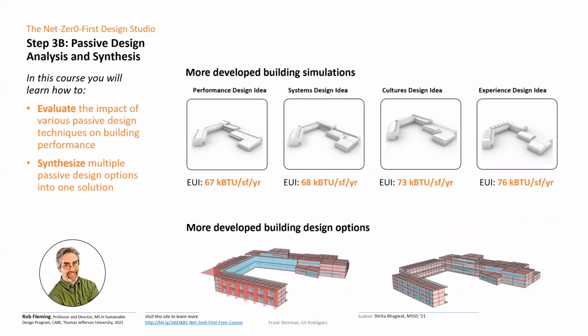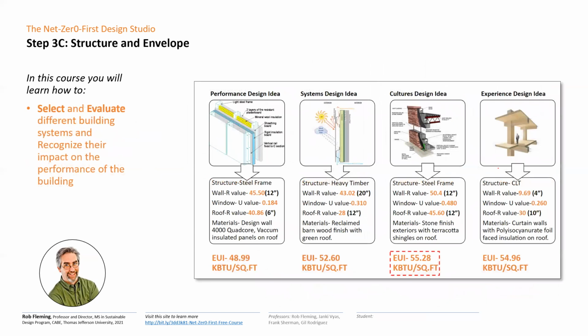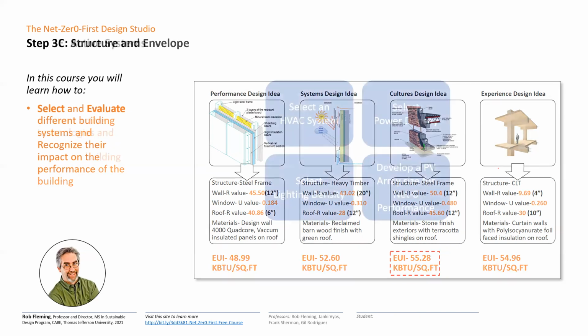And then we'll once again come back and do energy modeling and building simulation and daylight simulation to generate a series of options. And as you can see, we're starting to understand the energy performance and the difference between the different energy performances. And ultimately, we get down to a synthesized design solution. Then we're going to go ahead and select and evaluate a series of different structural systems and building envelope systems, and then explore their impact on the building performance itself.